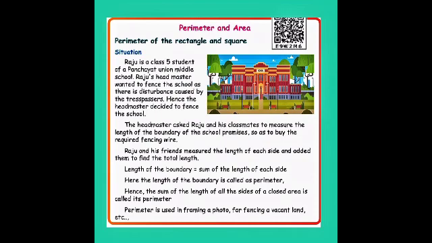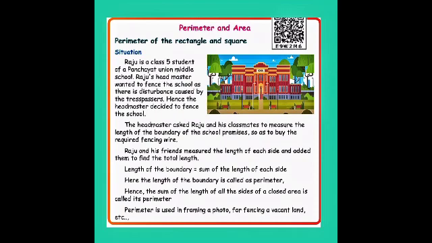If it is a figure, we should add all the sides. So, we can say that the sum of the length of all the sides of a closed area is called its perimeter. Perimeter is used for framing a photo, for fencing a vacant land, etc. We can use the perimeter in these types of works.